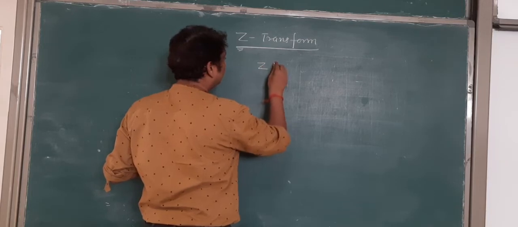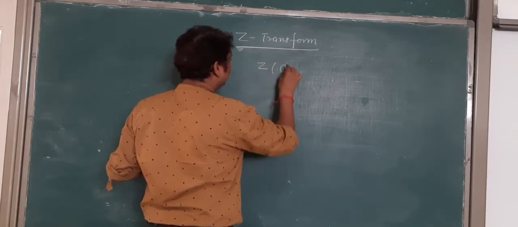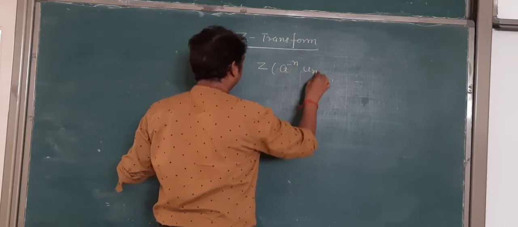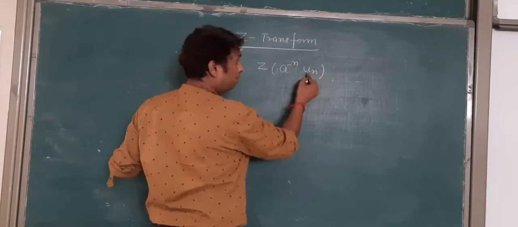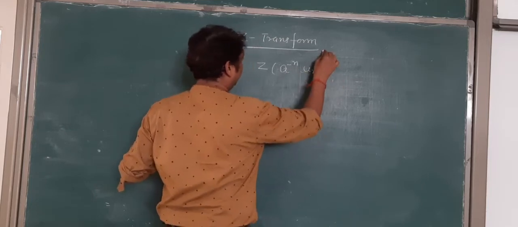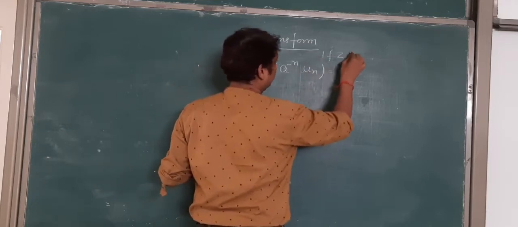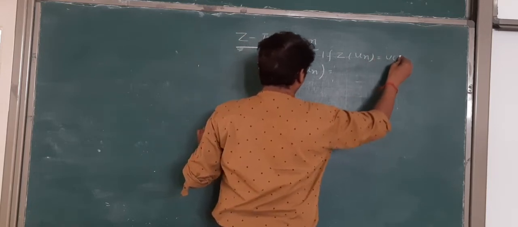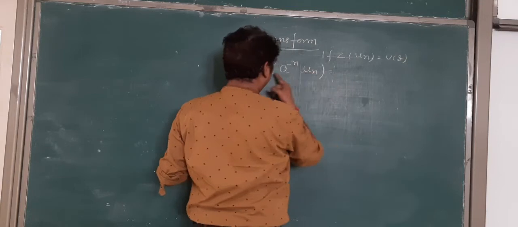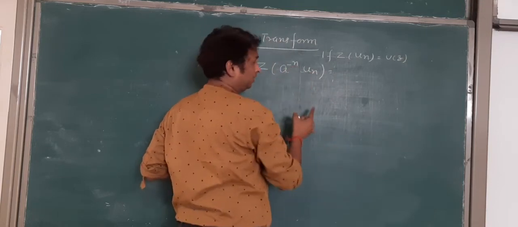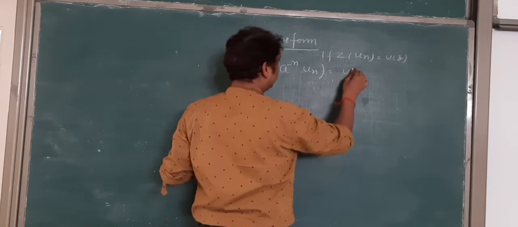So what is the damping rule? Z transform of a to the power minus n u(n). It means u(n) multiplied with a to the power minus n. So here we can write it the same as in Laplace transform. If the Z transform of u(n) is given by U(z), then the Z transform of a to the power minus n u(n) is what?